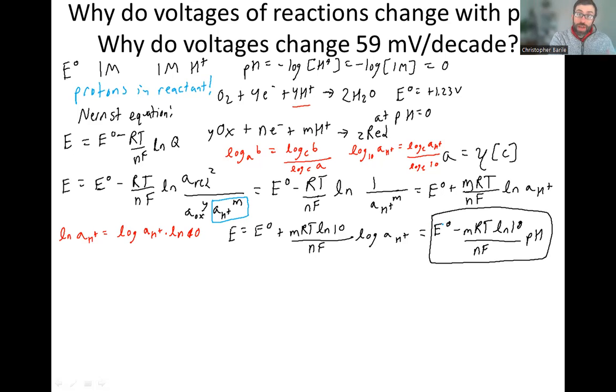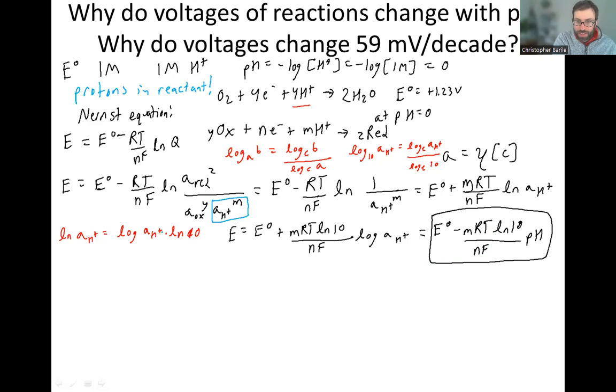So if you have protons in the reactant, what it's saying to you is that if you're at pH 0, all this term is going to go to 0, and your E is just going to be equal to E naught, which we knew, because standard conditions, when you have protons around, is 0. But if you're at a higher pH, you're going to make the E naught, the reduction potential, more negative. How much? Well, that depends upon the values of m, n, R, T, and F, right? R and F are constants that never change. T depends on temperature, so that changes.